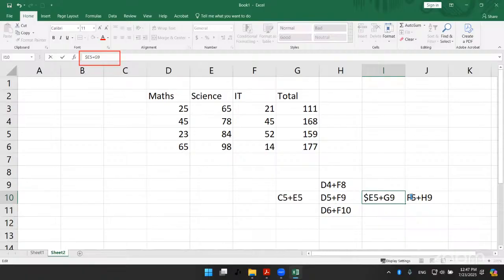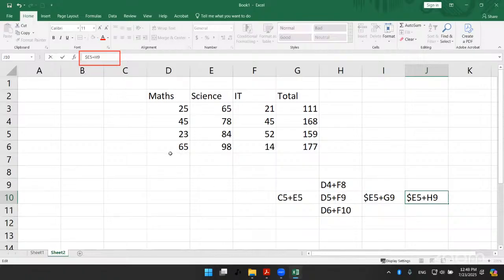Here you can see we have a dollar sign in front of E. That means E won't change. We have $E. It is not going to change because we just drag to the right, no? So when we drag to the right, the letter won't change. Likewise, this is called an absolute cell.